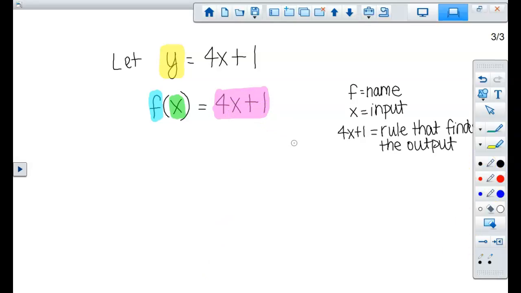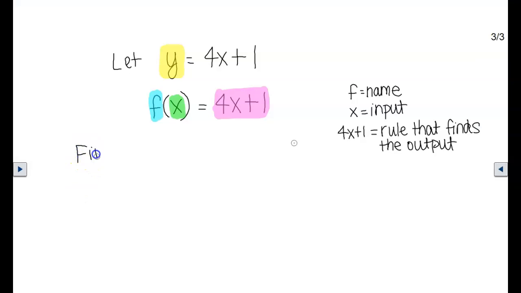All right, so you might be thinking, why would they do that? Why would they take that y and replace it with that f of x? Because that looks more complicated. And it does. But it will make life easier when they want to do things like this. They could say to you, let f of x equal 4x plus 1, and then say to you, find f of 2. So they could say to you, let f of x equal 4x plus 1, find f of 2.